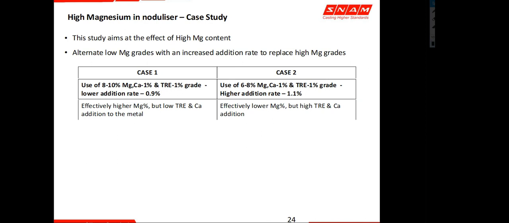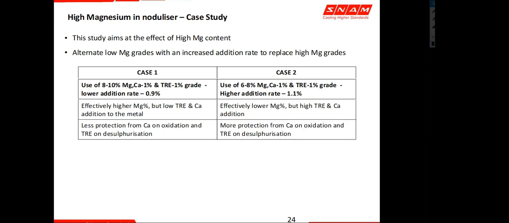Because of this higher calcium and TRE, you start getting more protection against the loss. So when you talk of the loss in magnesium, it is lesser with the low magnesium grade. It is because of the presence of this high amount of rare earth and calcium. But it is not available in case 1, where as you reduce magnesium, you reduce rare earth and calcium also.